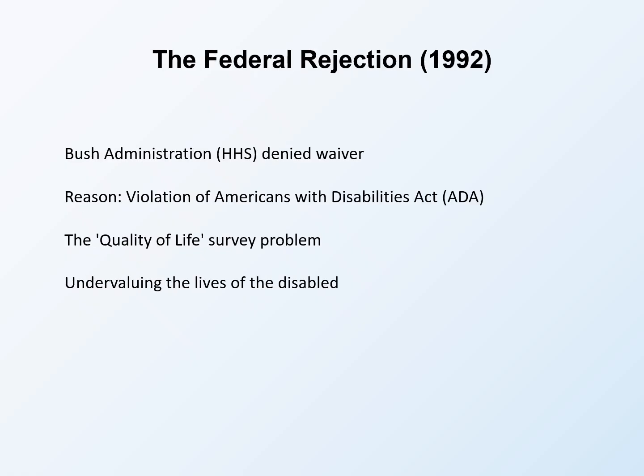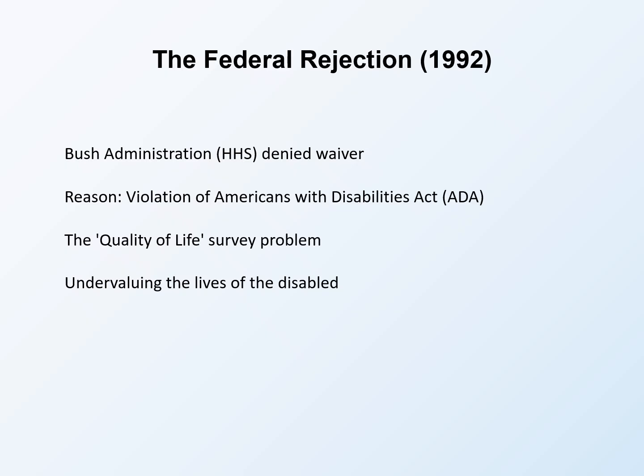When Oregon submitted the plan to the federal government for approval, the Bush administration said no. They cited the Americans with Disabilities Act, ADA. The problem was the quality of life surveys. Oregon had asked the general public to rate different health states. The public predictably rated life in a wheelchair as very bad. Therefore, treatments that left people in wheelchairs got a lower ranking.